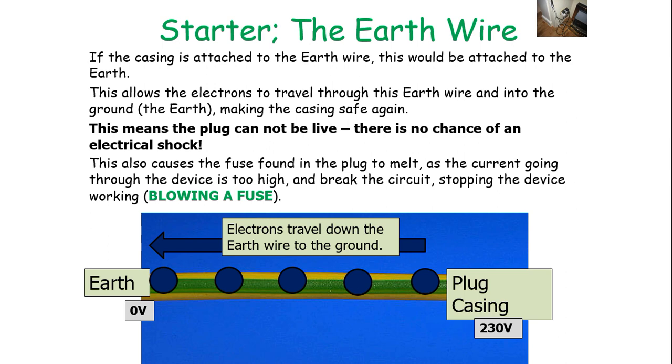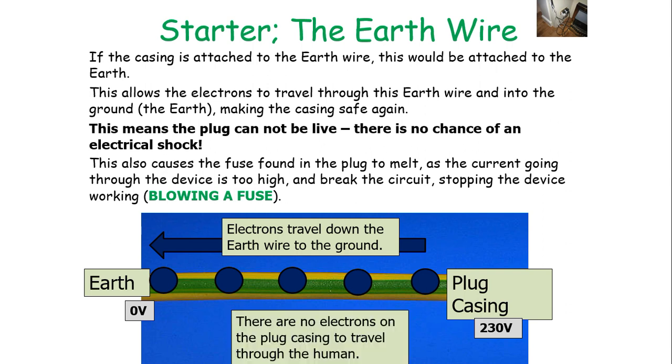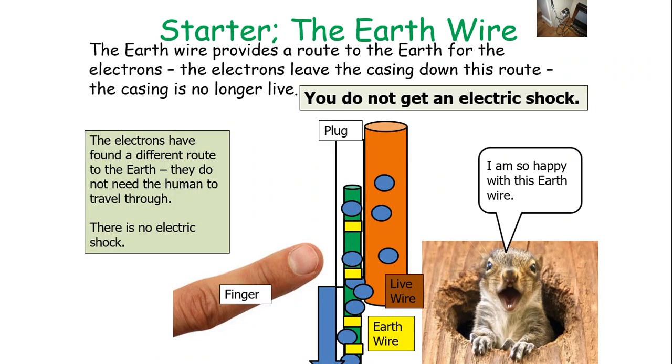So what happens is, if the plug casing has electrons or charge on it, the electrons will travel to the ground. Why will they travel to the ground? Because the Earth's potential, like a human's potential, is 0 volts. So if the plug casing has a potential of 230 volts, there's a potential difference between the plug casing and the earth, so the charge will travel down the wire and will go to the ground. Now this would mean that there's no electrons or charge on the plug casing to travel through the human, so if you then touch it, you don't get an electrical shock.